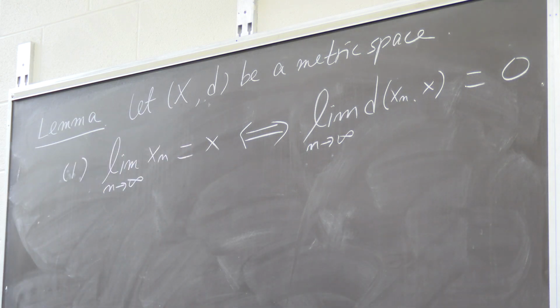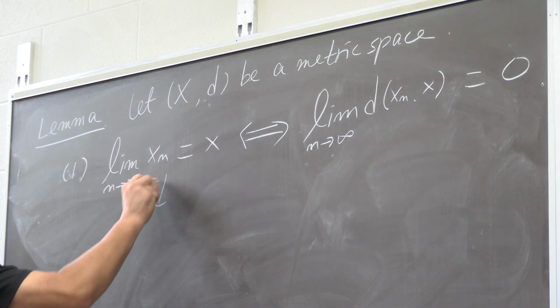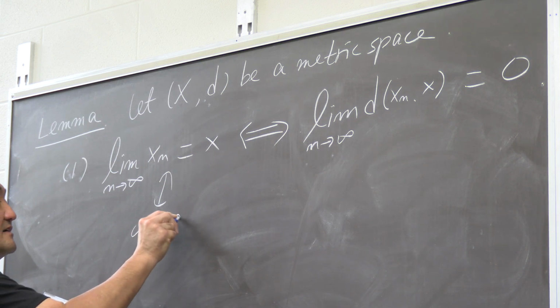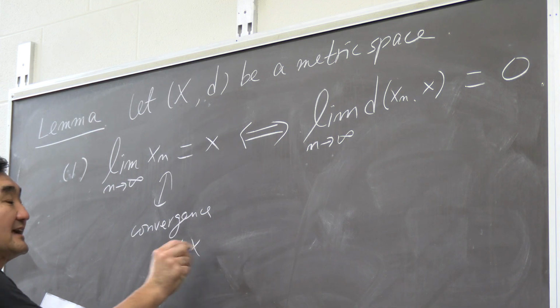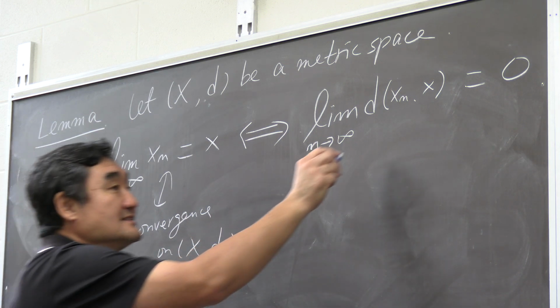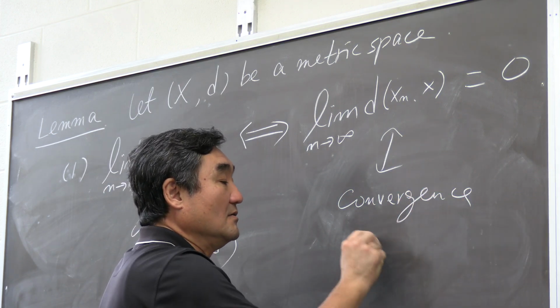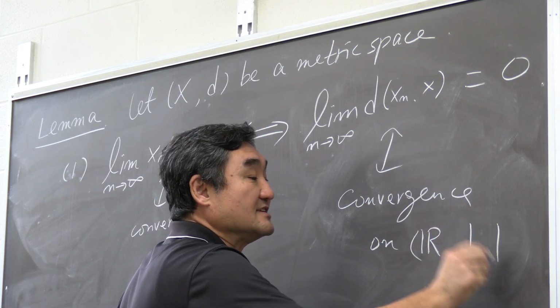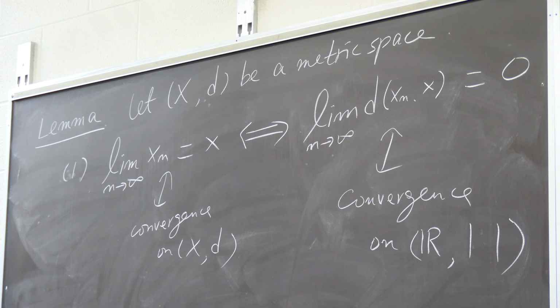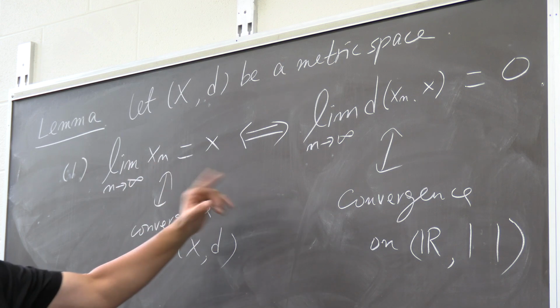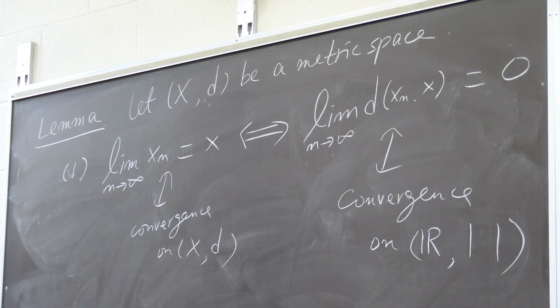That's what it means. The left-hand side is about the convergence on the metric space X with its metric D. The right-hand side is the convergence on the real number line R with its metric, which is the absolute value. So that's a nice relation between the convergence on the metric space and the convergence on the real number line. That's pretty clear, and I will leave its proof to you on the next homework assignment. It's easily proved; just one or two lines will be enough to finish its proof.